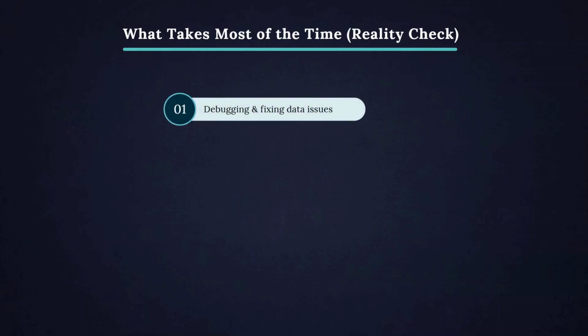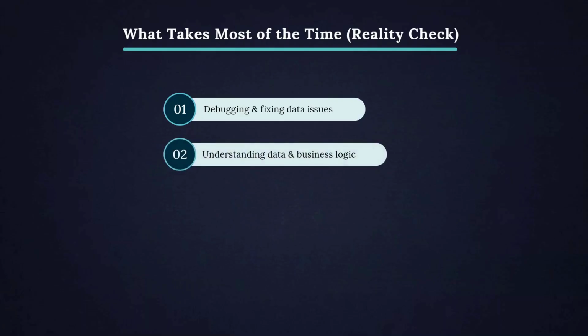Now, here is the reality check. What actually takes up most of the time? Many people think data engineers spend most of their time building new pipelines. In reality, that's only part of the job. A lot of time goes into debugging and fixing data issues. Pipelines fail, data arrives late, or numbers don't add up. And those issues need to be investigated and fixed.